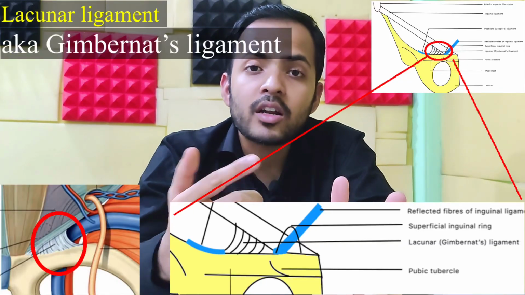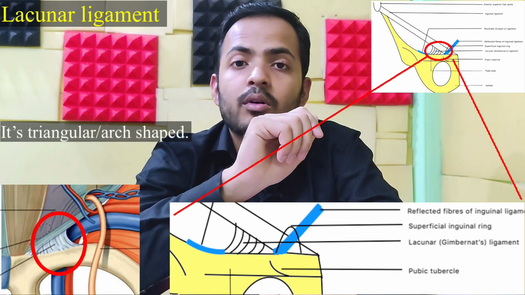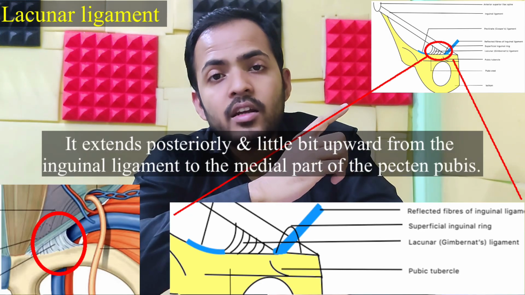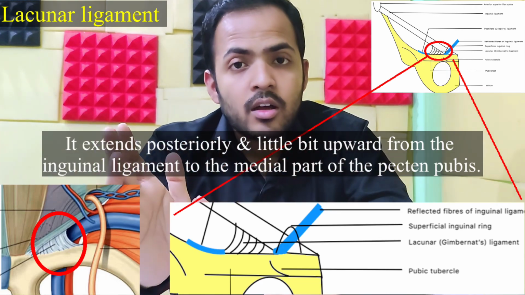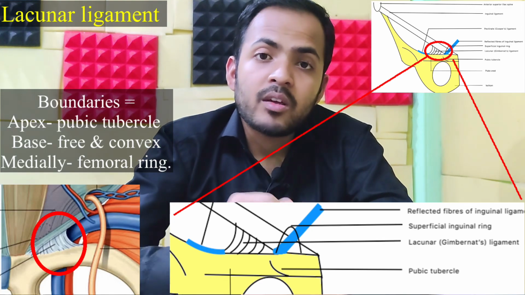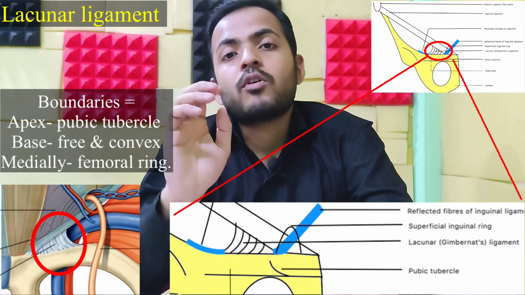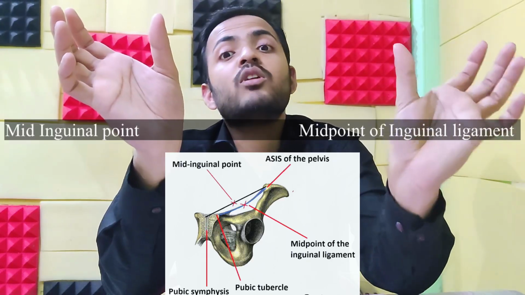And secondly, the lacunar ligament. What is the lacunar ligament? It is also known as Gimbernat's ligament, as you can see in this photo. Now, it is actually triangular in shape or almost arch shaped. It extends posteriorly and a little bit upward from the inguinal ligament to the medial part of the pecten pubis. The apex is formed by the pubic tubercle, the base is free and a little bit convex shaped, and the medial part is formed by the femoral ring, mid-inguinal point and the midpoint of the inguinal ligament.